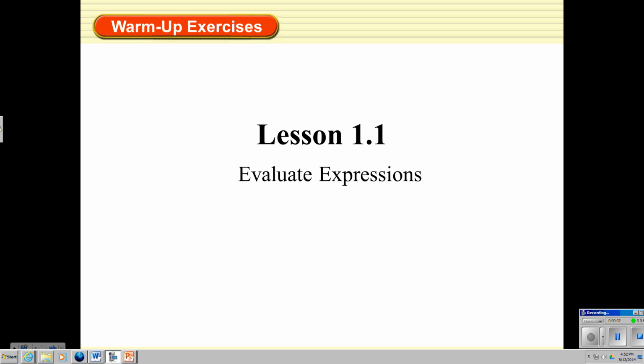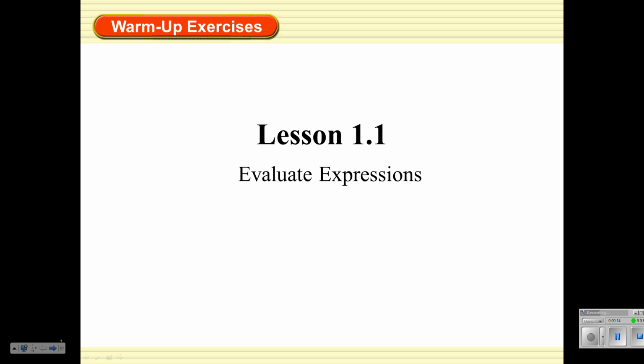Okay, this is lesson 1-1 for algebra. It's evaluate expressions. Just a quick refresher. An expression is something that does not have an equal sign. It is a series or number sentence without an equal sign. Okay, just an expression. So let's start with our notes.